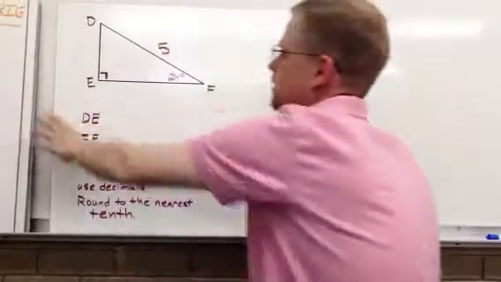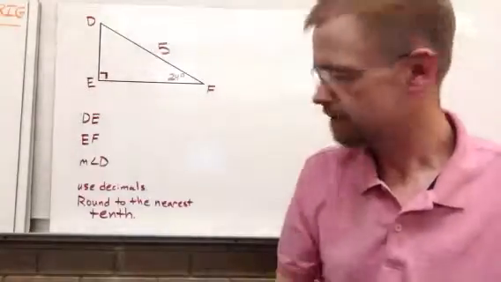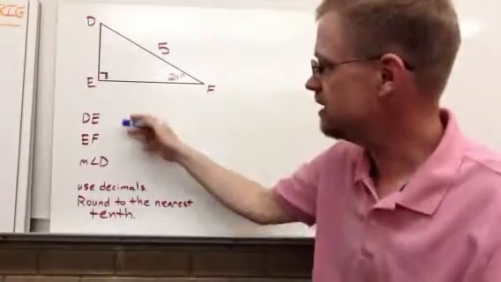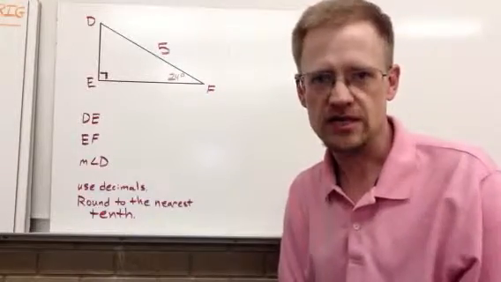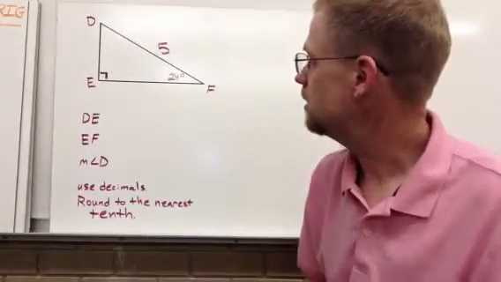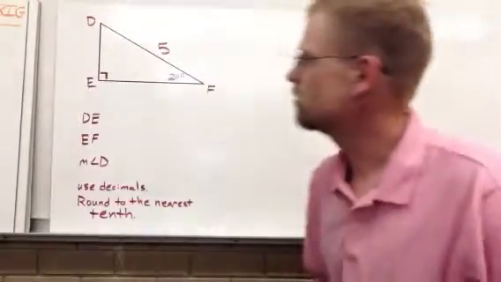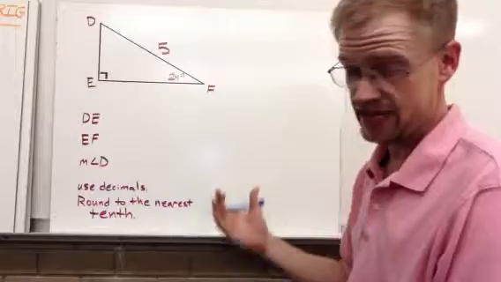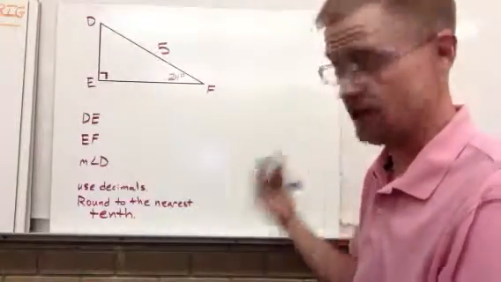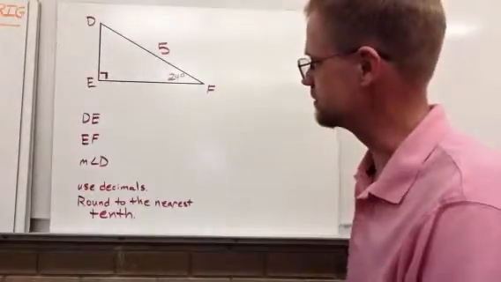Let's go to the last one. DEF. We again want to find 3 measurements. This time we're going to use decimals and round to the nearest tenth. So again, we're solving for everything we don't know on this triangle. We only know it's a right triangle, we have an angle, we have a side. From that, we can find about anything else.